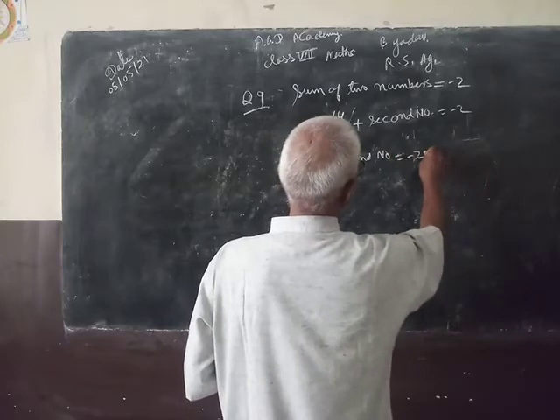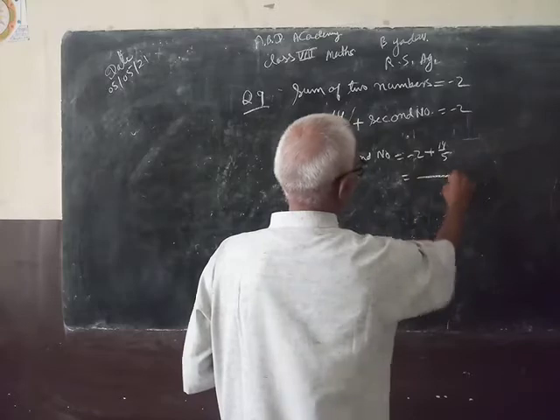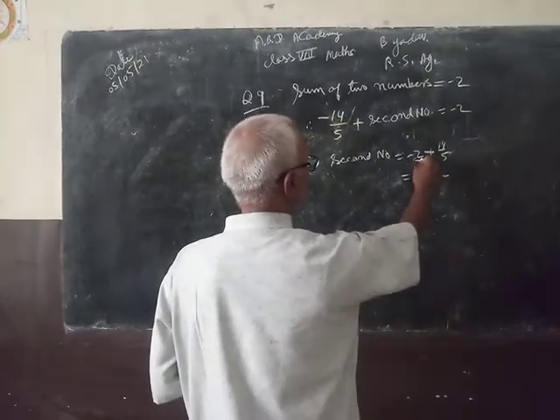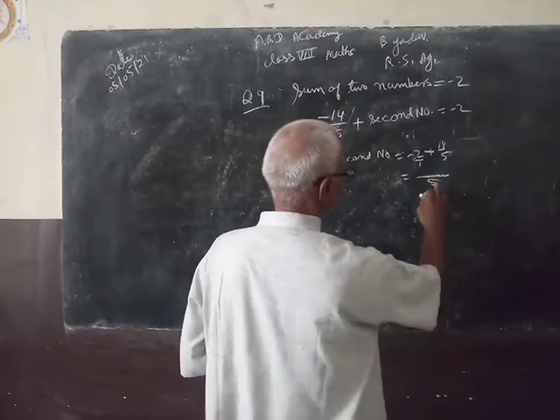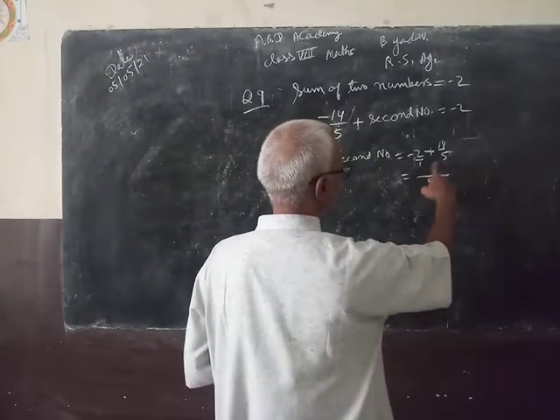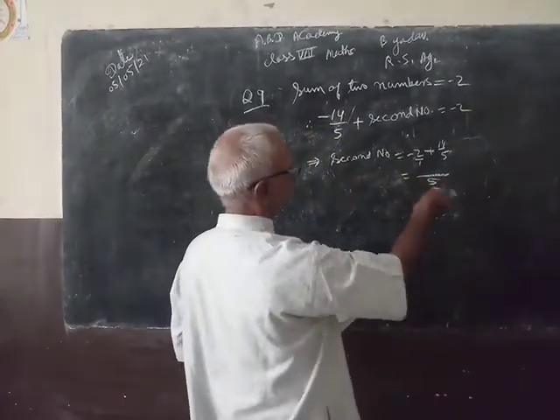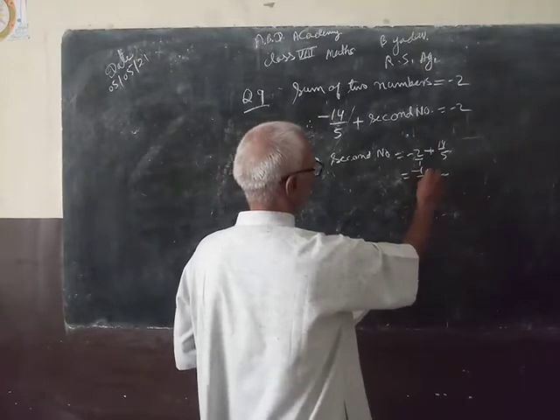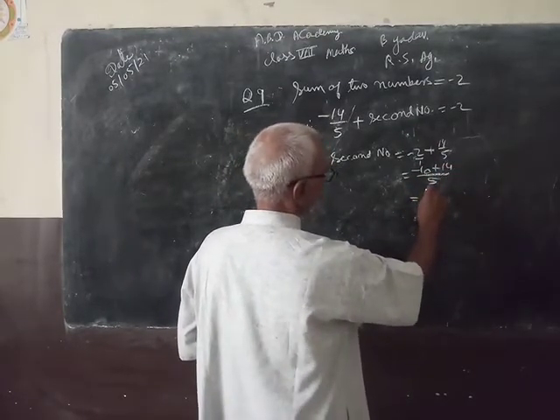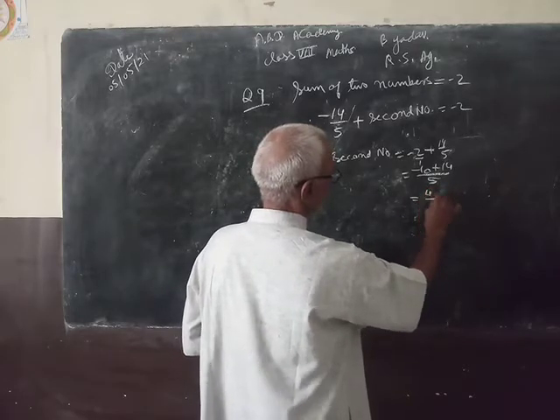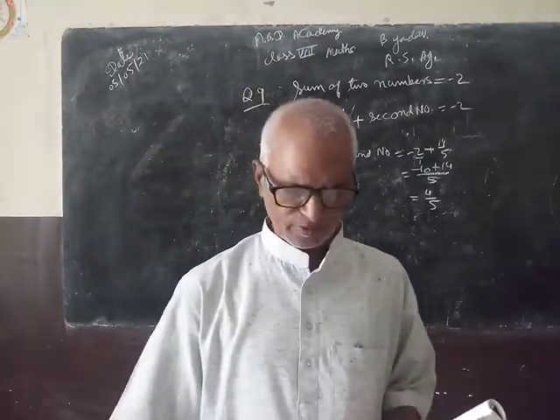This will go to that side, so plus 14 by 5. Here is minus 2 by 1. So LCM becomes 5. LCM of 1 and 5 is 5. When 5 is divided by 1, 5 comes. 5 twos are minus 10 and plus 14, and the result is 4 by 5. It means the second number is 4 by 5.